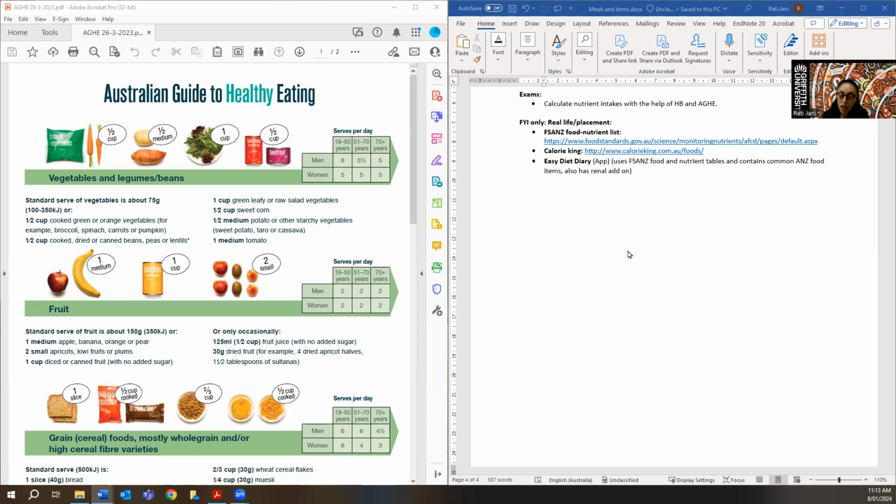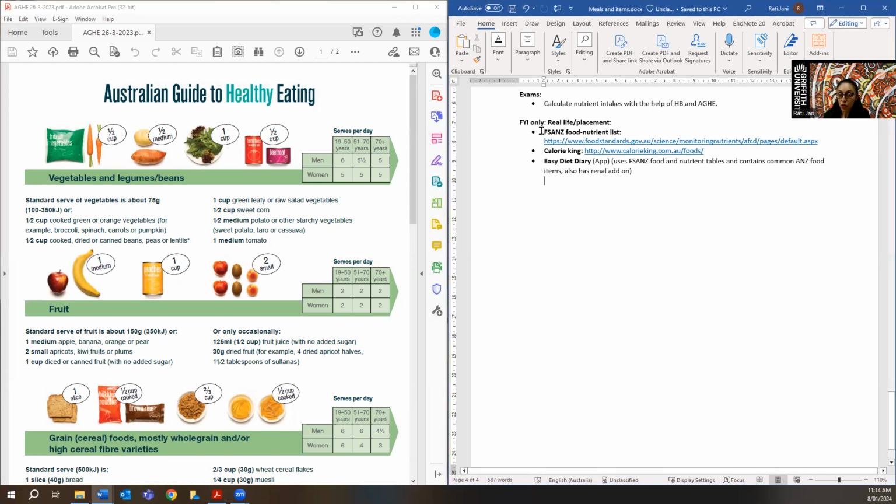your handbook and your AGHE, which will help you calculate what your patient is eating in terms of nutrients, such as carbohydrate, protein, fat, potassium, sodium, and so on and so forth. All right. Are you this restricted in real life? In placements, not at all. In real life placements, how you calculate your patient's nutrient requirements is much faster, easier, and more convenient, in my opinion.